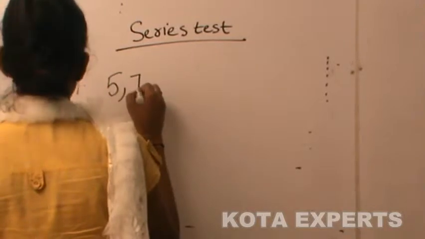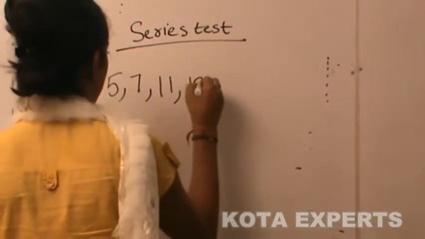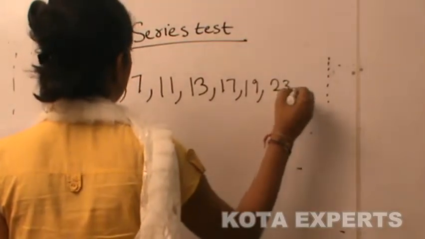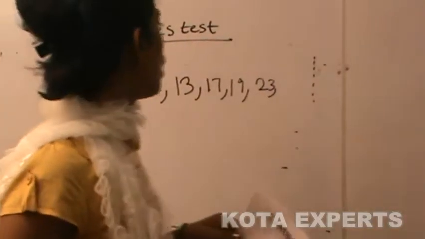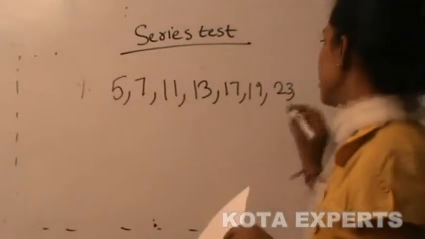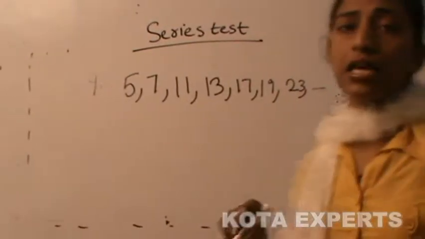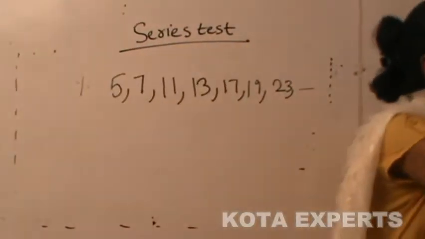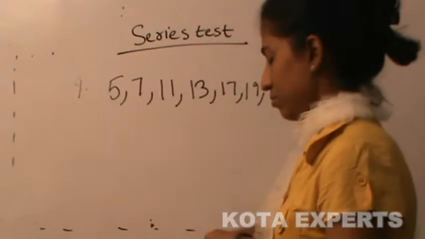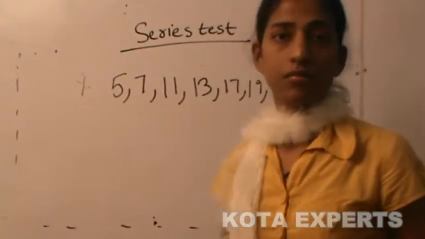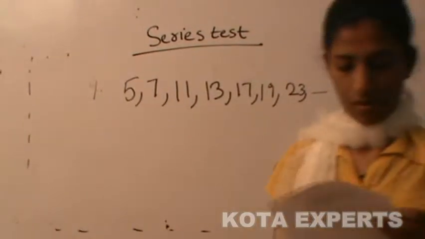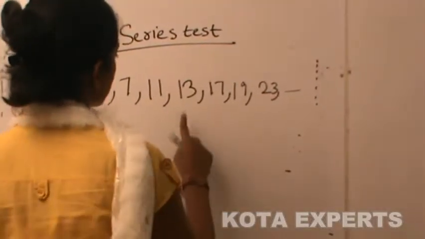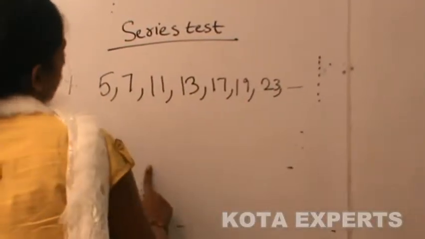5, 7, 11, 13, 17, 19, 23. You have to find the number that will follow the same pattern. Think about this question. 5, 7, 11, 13, 17, 19, 23.